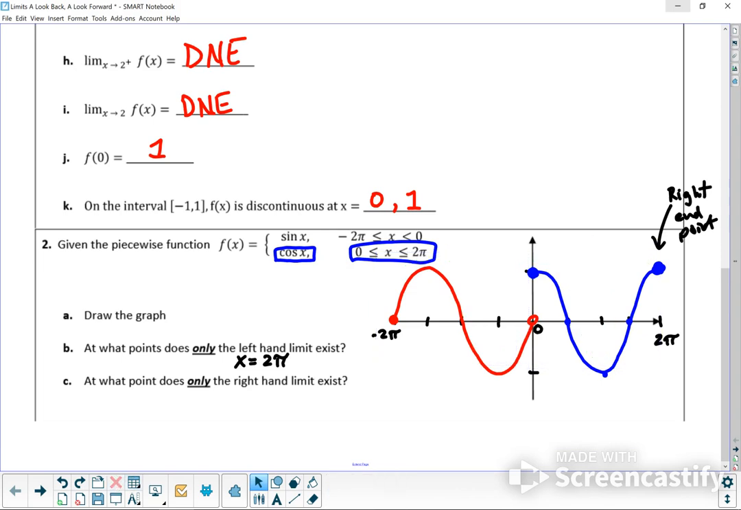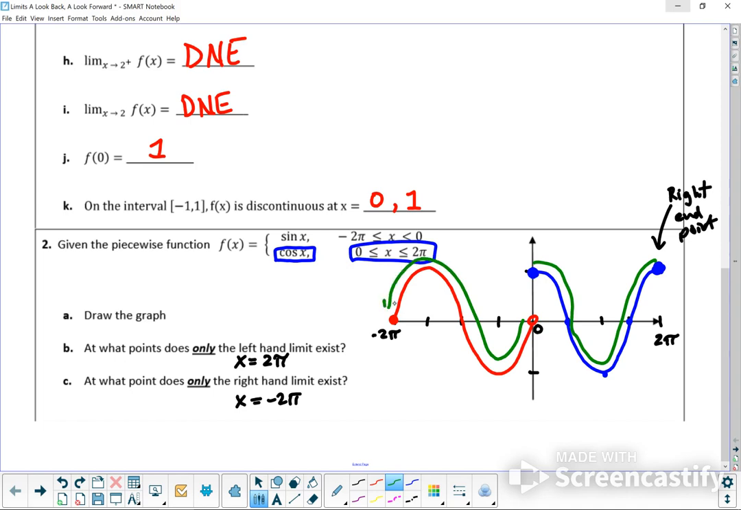And vice versa, or similarly, at what point does only the right-hand limit exist? This is only at the left endpoint, which is at negative 2 pi. Because the only way we can do a right-hand limit is if we come in from the right-hand side. So come through here, and that's the only one that will exist, the only one coming in from the right-hand side. So the one at x equals 2 pi.